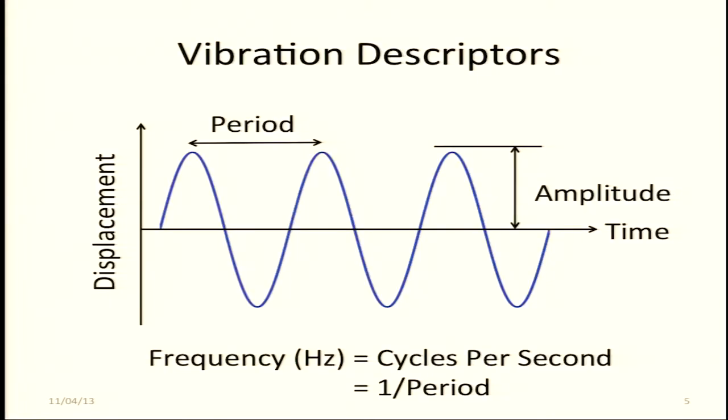We describe vibration by looking at displacement, velocity, or acceleration versus time. The period is the time it takes for a vibration to repeat itself, and the amplitude is the largest value of displacement that we see. We sometimes use velocity or acceleration, but many times we use displacement. The frequency is the number of cycles per second, or one over the period.